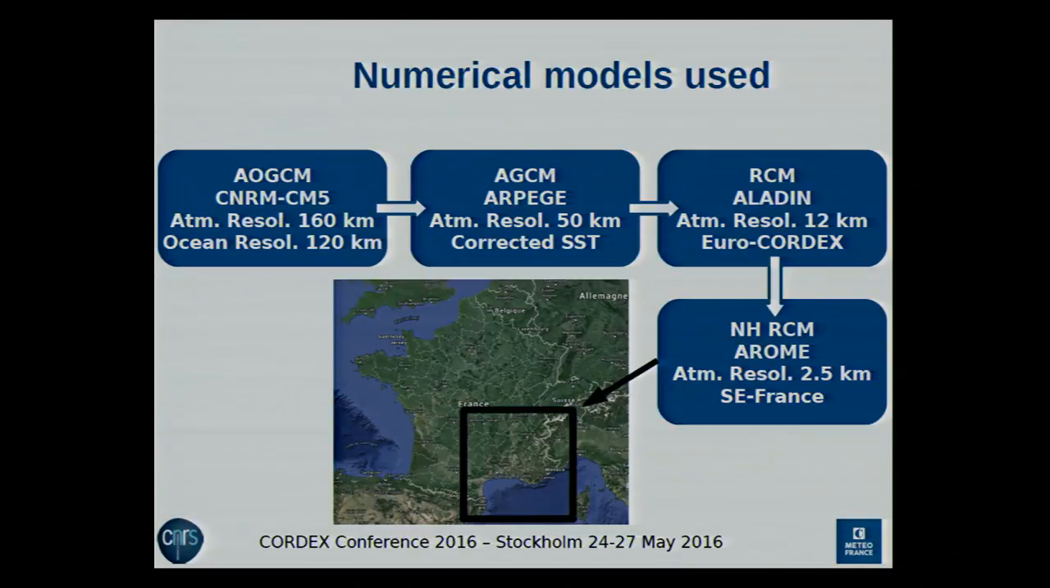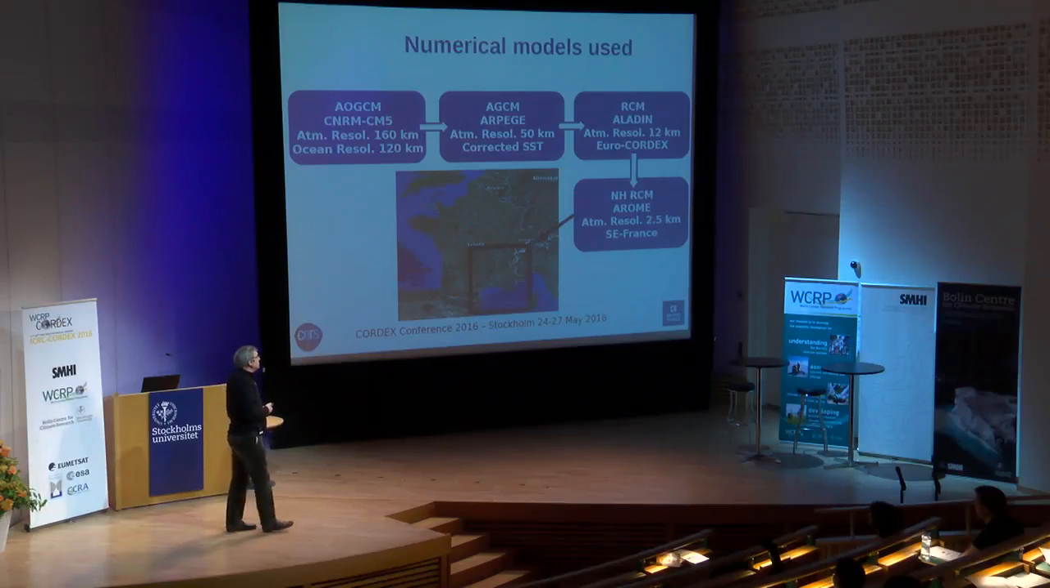In between, we add another GCM at higher resolution and with corrected SST, so that the transition from CMIP to EuroCordex is smoother than if we jump from the 120 kilometer to the 12 kilometer, and if we introduce SST biases in our simulation. Here we have the RCM Aladin, which is a model used in EuroCordex.